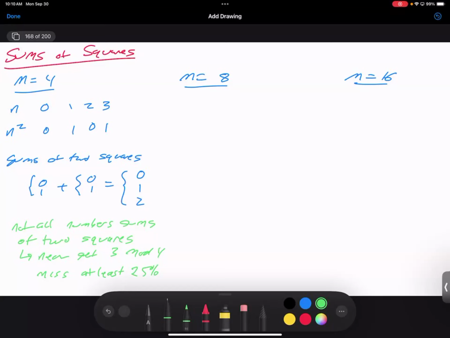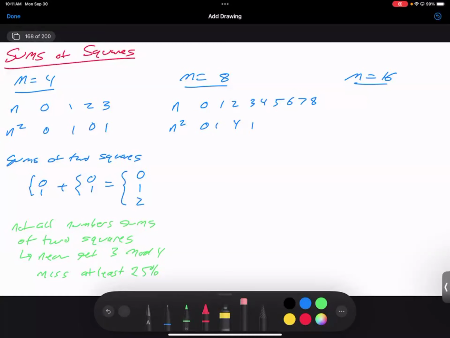We could look at an 8-hour clock. So now, what are the possible remainders? 0, 1, 2, 3, 4, 5, 6, 7. When we look at n squared, 0 squared is 0, 1 squared is 1, 2 squared is 4. What's 3 squared? 1. And in fact, we know that it repeats because if I look at 8 minus x and I square that mod 8, that's the same as x squared mod 8. So I know it's going to repeat.